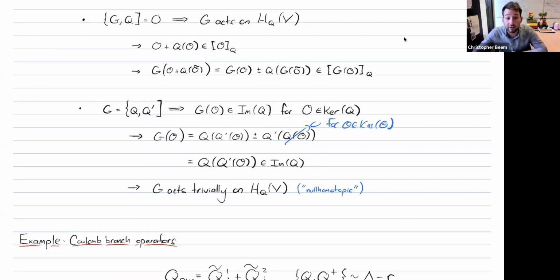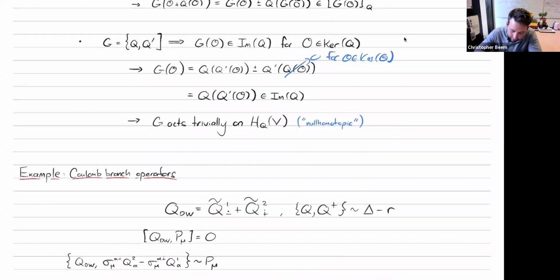And so at the level of this quotient, at the level of Q cohomology, that means that this symmetry acts as 0. So we say that G acts trivially on cohomology. And if you open up a homological algebra textbook, this is the statement that this map G is what's called null homotopic on your chain complex. That's some fancy term for just this fact.